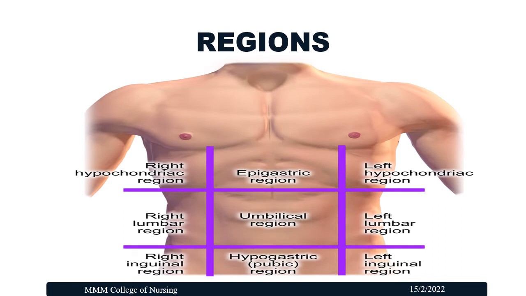The third way to document the location of abdominal findings is to separate the abdomen into 9 regions similar to a tic-tac-toe grid. The first 2 lines that you see here are vertical, starting from the midclavicular area to the middle of the inguinal ligaments. The second 2 lines you can see are horizontal, starting from the costal margin and ending at the anterior superior iliac spine of the iliac bones.